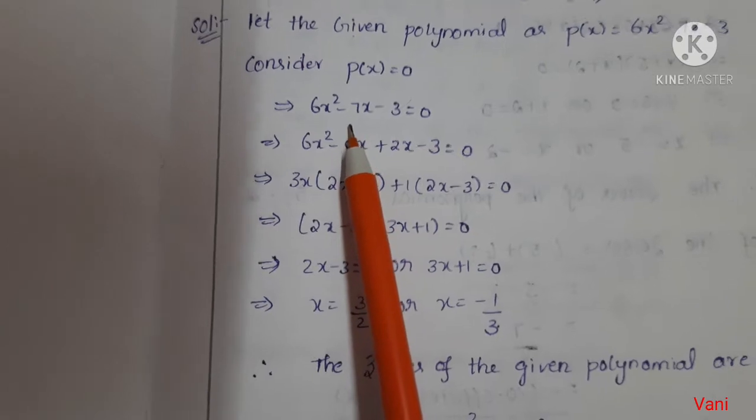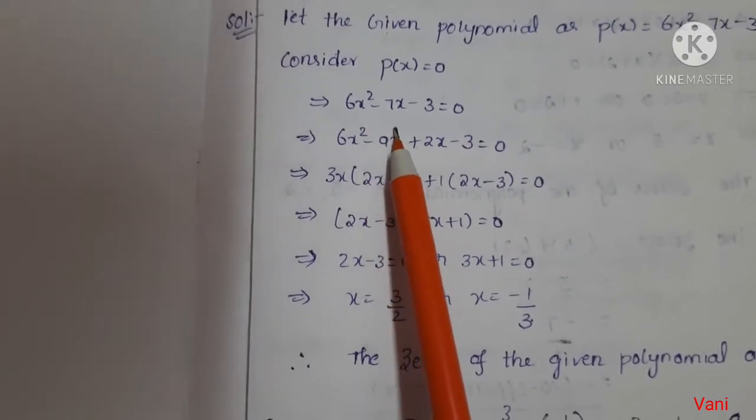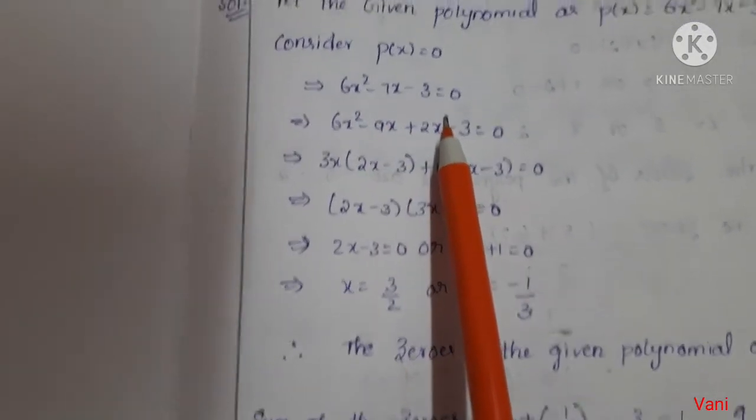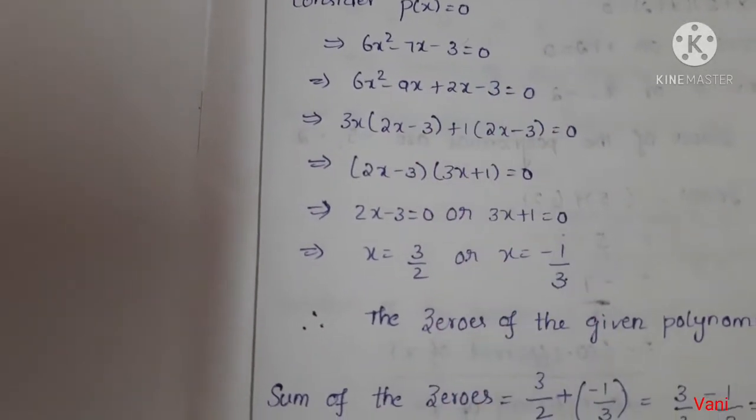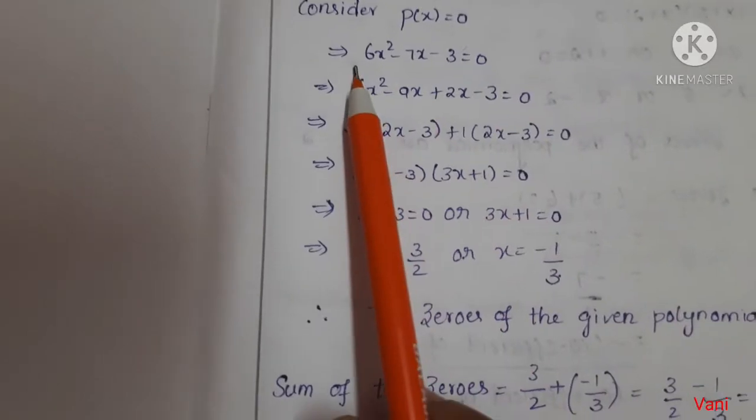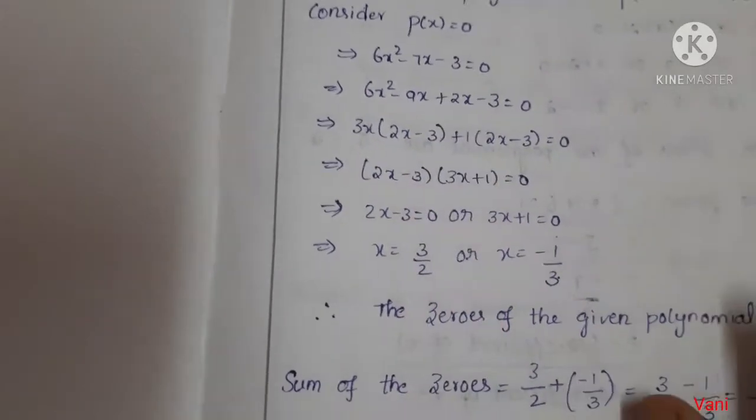So write the p of x polynomial: 6x square minus 7x minus 3 is equal to 0. For this we have to find the factors.